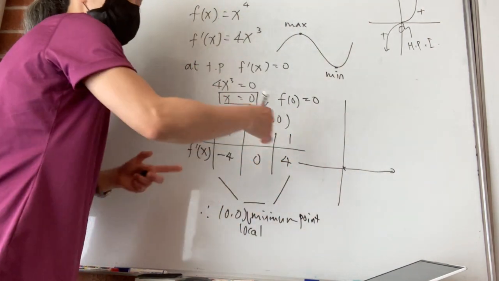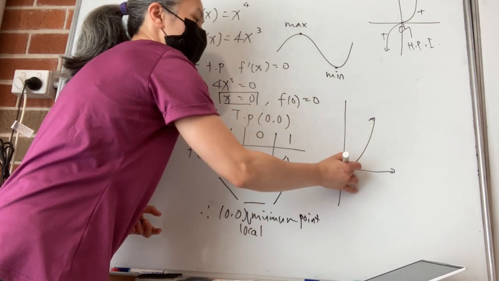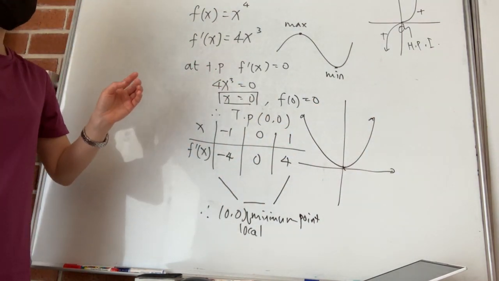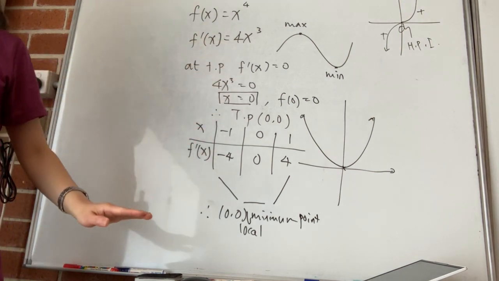Right. And in here, if I need you to sketch it, you are going to have a 0, 0 in here. That's a minimum point. That means your graph is going to go like that. So this is what you do in the really basic type questions.